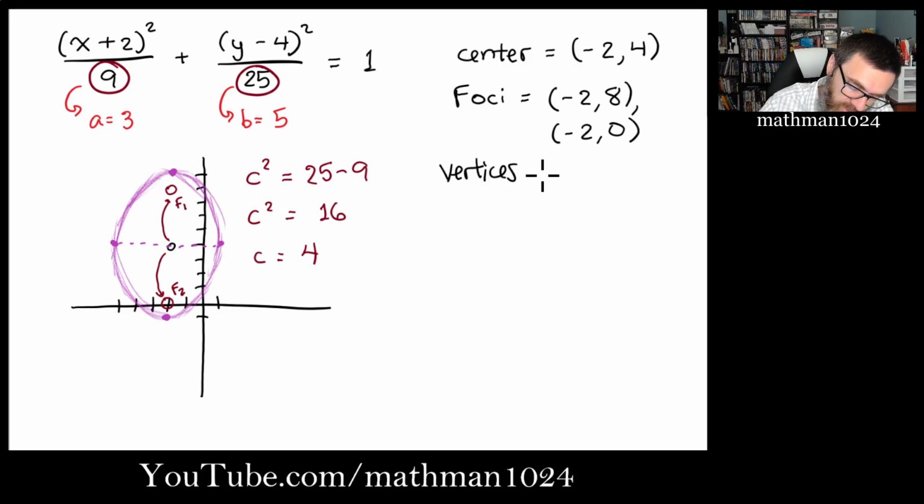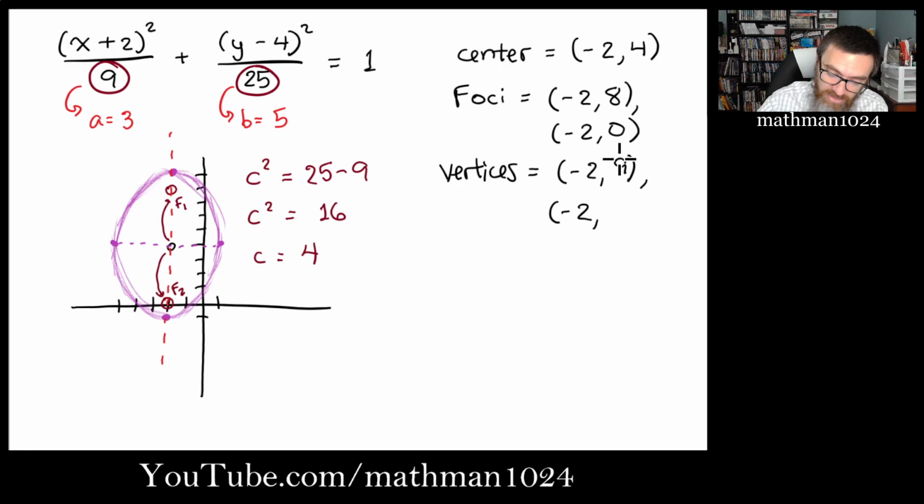Then we talk about the vertices. Now, the vertices, again, are along the major axis, which is going to be the axis along which you are stretched. So that's stretched in a 5 because that's the larger number in a y direction. So that means for my center, I'm adding 5. So -2, 4 plus 5 is 9. And if I take 5 away from 4, I have -1.